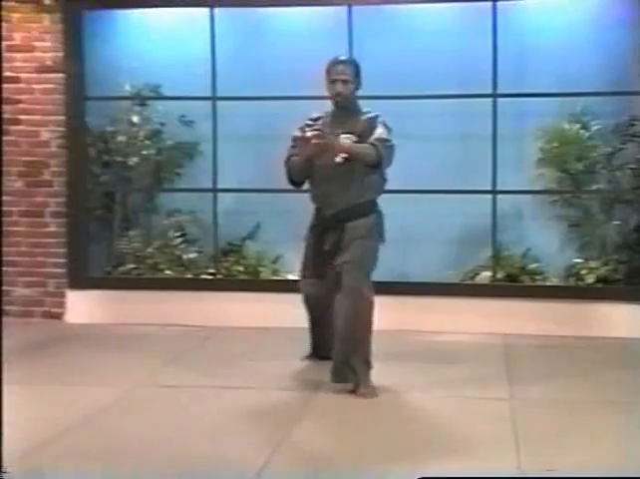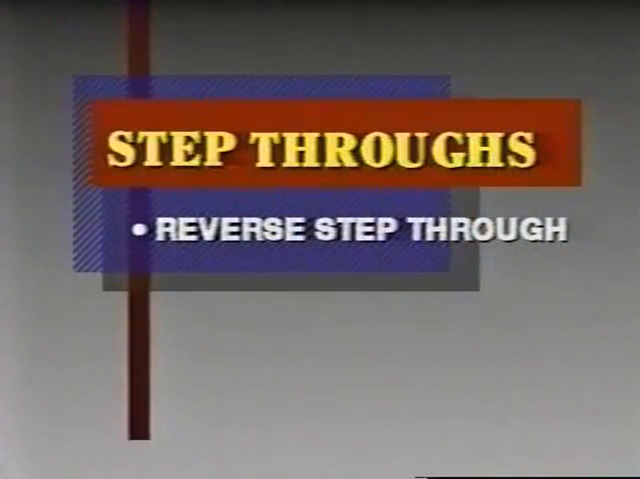From an attention stance, step forward with your left foot into a left neutral bow stance. Then step forward with your right foot into a right neutral bow. From an attention stance, step back with your left foot into a right neutral bow stance. Then step back with your right foot into a left neutral bow stance.